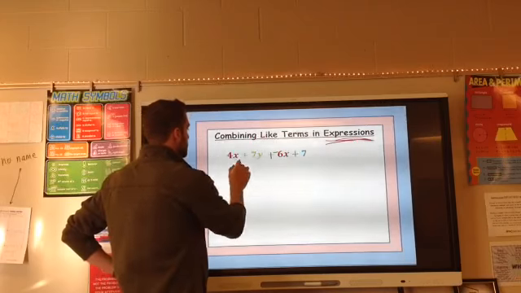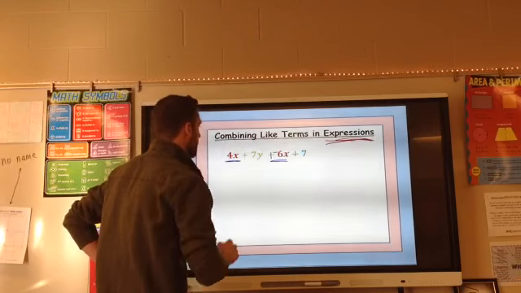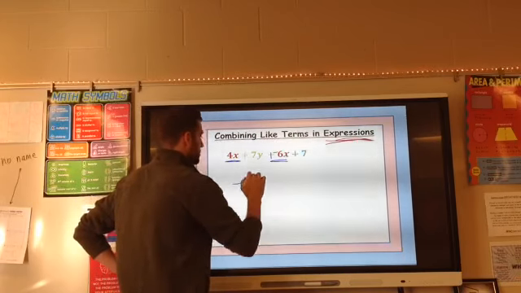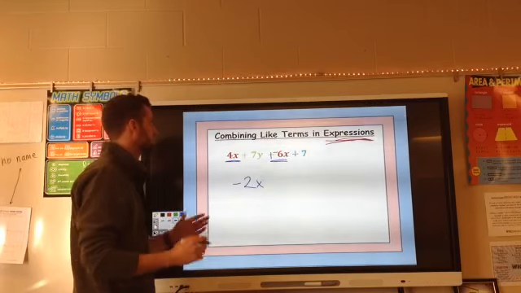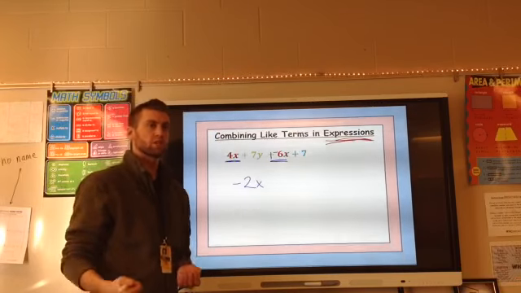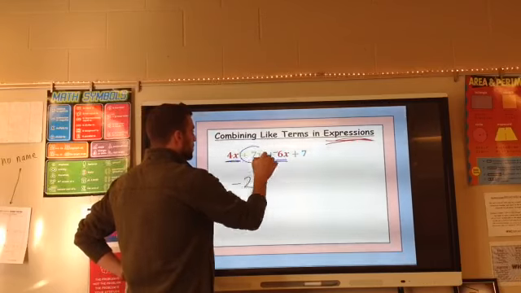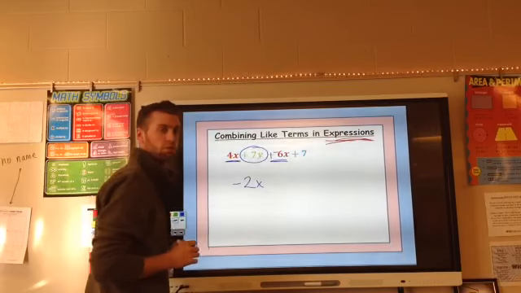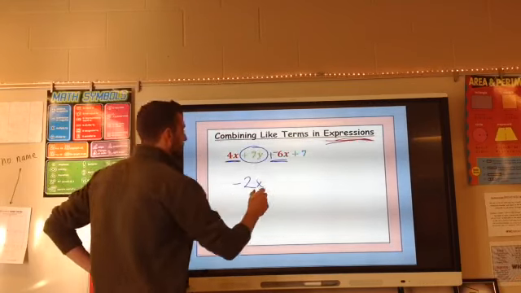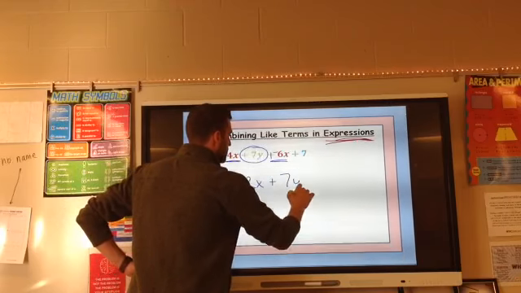So if I take these two together, that would be a negative 2x. 4x plus negative 6x gives me negative 2x. Then, I don't have any other y term. No other variables of y. So I'm just going to keep that plus 7y.